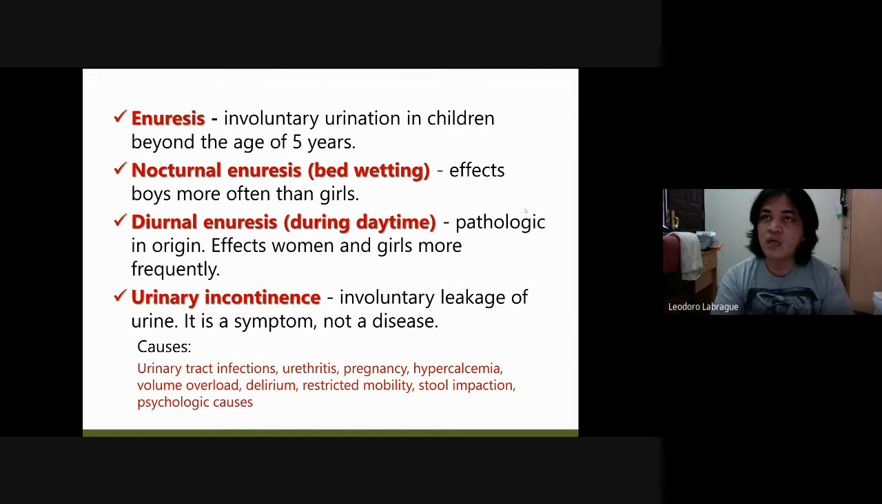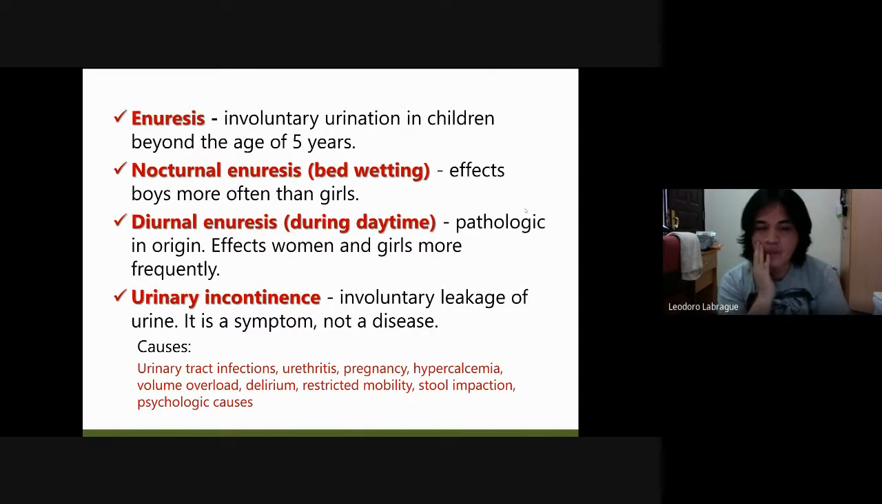Hypercalcemia: if your calcium level in the blood is abnormally high, you might experience this also. Volume overload, that means you are drinking a lot of fluid. Restricted mobility. What do we mean by restricted mobility? You do not move. Maybe the patient is unconscious or paralyzed. Stool impaction, which means you cannot pass your bowel, you cannot pass your feces. And also psychological causes. If you are experiencing anxiety or stress, you might experience urinary incontinence.